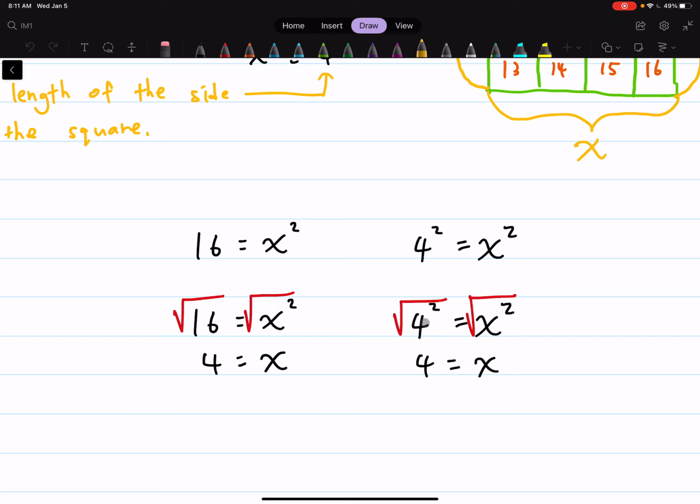So let's take a look. 4 squared is just 16. The square root of 16 is just what? 4. And so as you can see, how did I get rid of this square? By square rooting it. So when I square root a square, that square goes away. Same with this x squared right here. If I square root a square, it gets rid of it. It cancels it out. That's why, with the square root of a number squared, that square disappears. Therefore, 4 is equal to x.